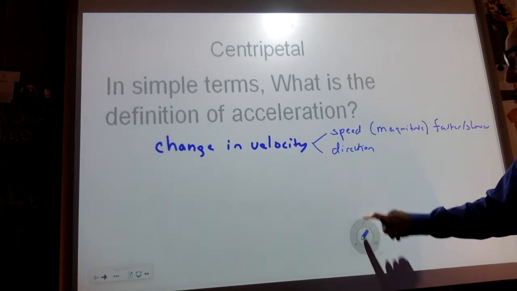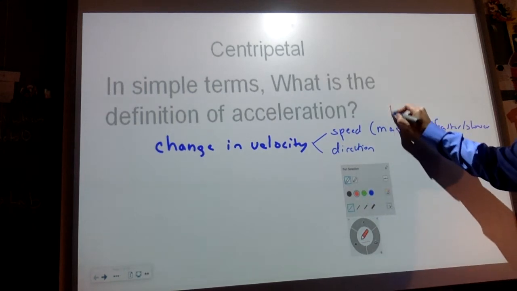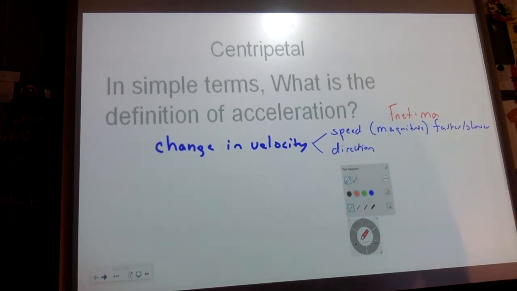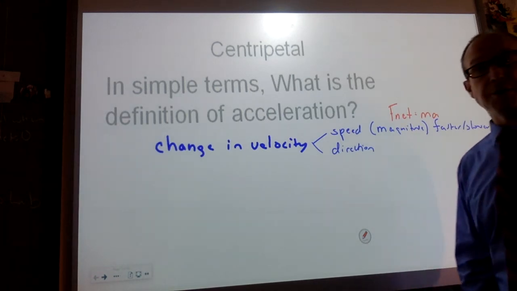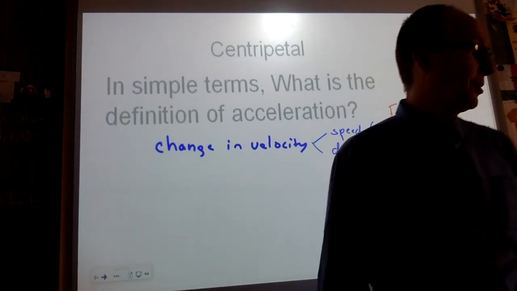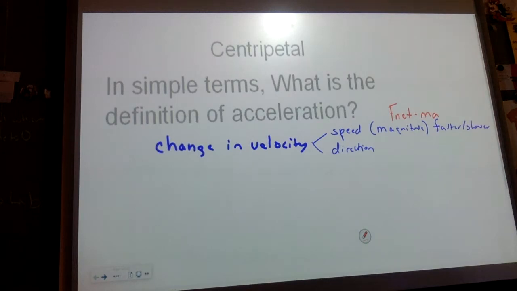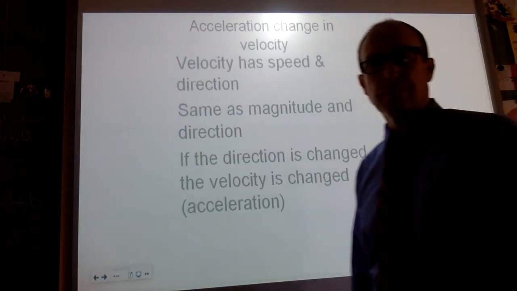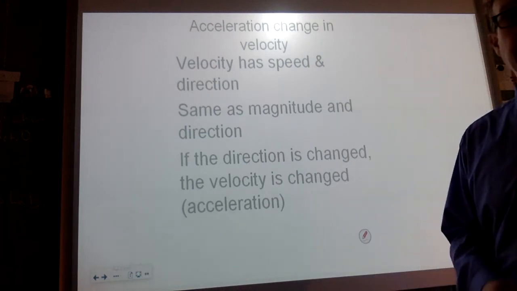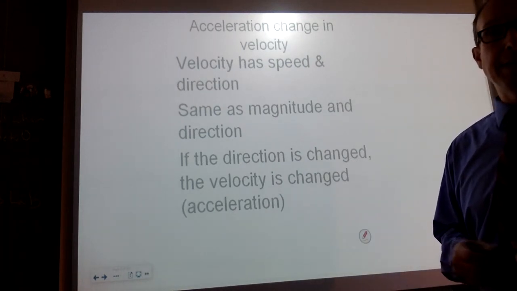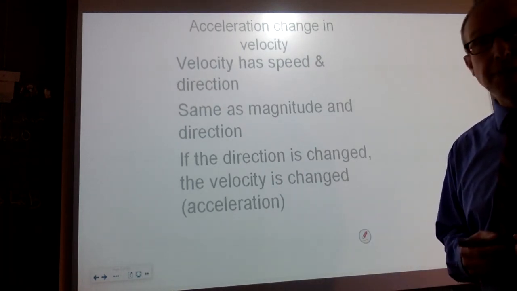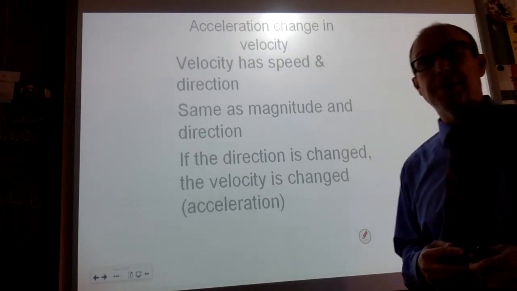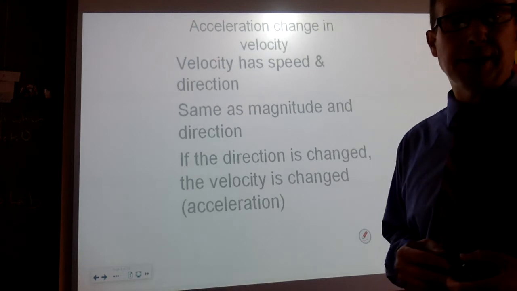In the previous section, we talked about what it would mean if we were changing the speed faster or slower. And for those types of problems, we used F net equals ma. Now we're going to talk about a change in velocity where we're changing the direction. So acceleration is a change in velocity. Velocity has speed and direction, same as magnitude and direction. If the direction is changed, the velocity is changed, and you have acceleration. Your speed could be constant.